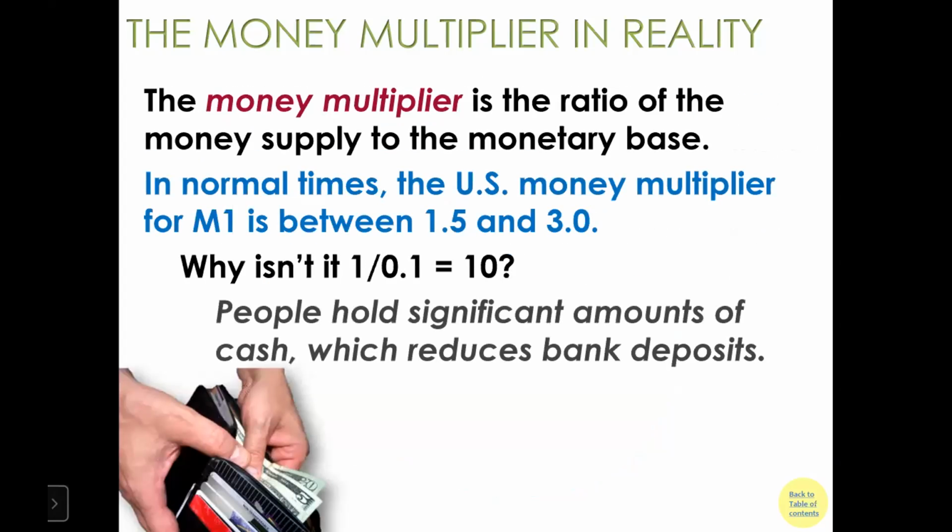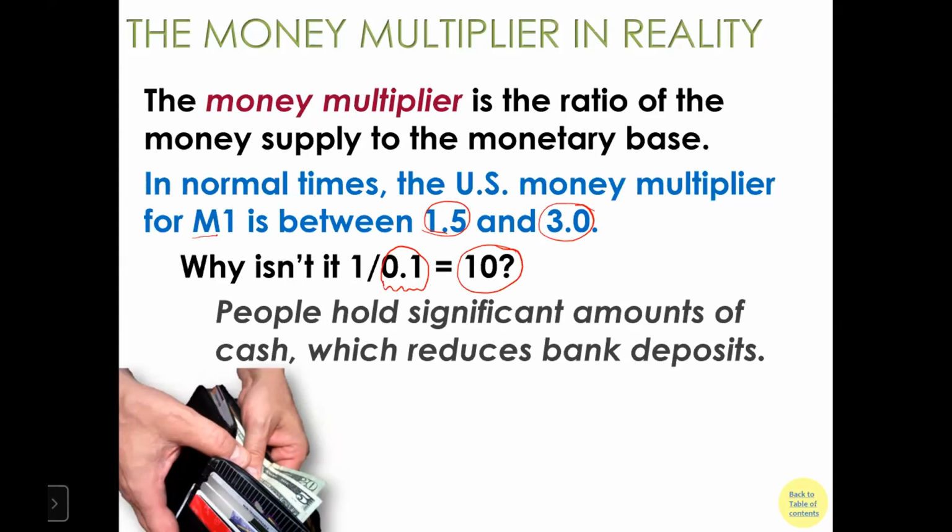Okay, so now let's summarize this part. The money multiplier is the ratio of the money supply to the monetary base. In normal times, the U.S. money multiplier for M1 is between 1.5 and 3.0. It's much smaller than 10. Where does the 10 come from? Because 0.1 is the 10% reserve ratio. So this is what happens in our real economy.